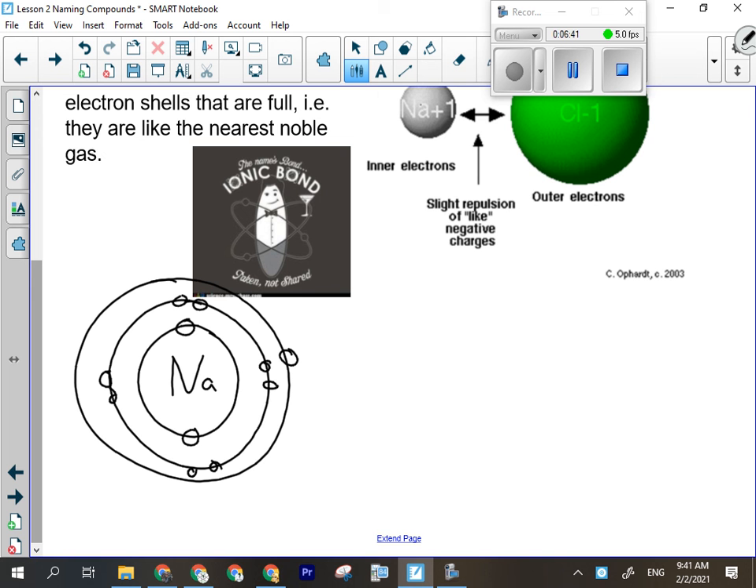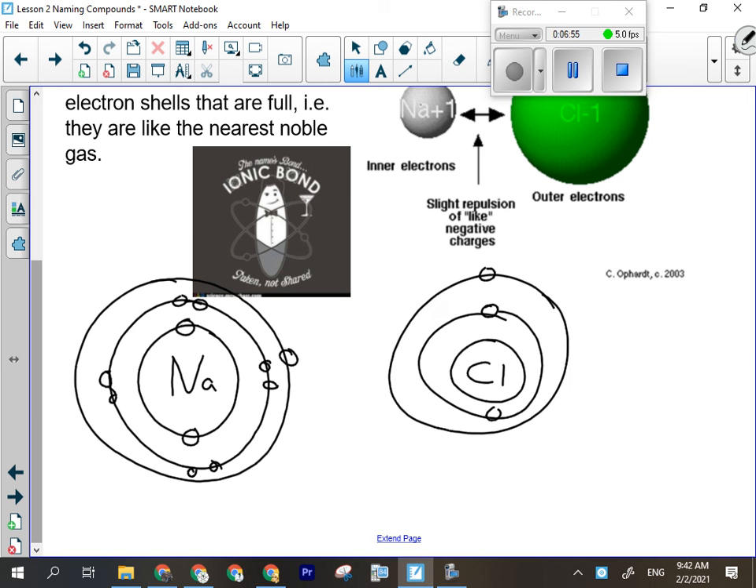Chlorine is the perfect match for sodium because chlorine has an atomic number of 17. If we draw chlorine, its first shell has 2 electrons, it's full. Its next shell has 8 electrons. It's full, that's 10. Its next shell has 7 electrons and is capable of holding 8. What's easier for it? To find homes for 7 or pick 1 up? Pick 1 up. And this is what happens in ionic bonds.